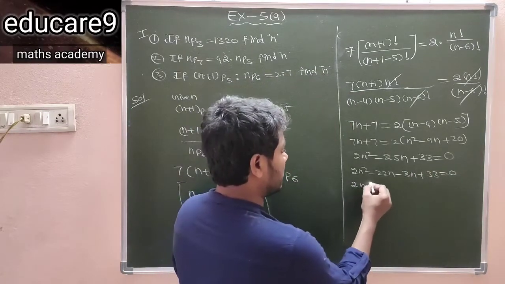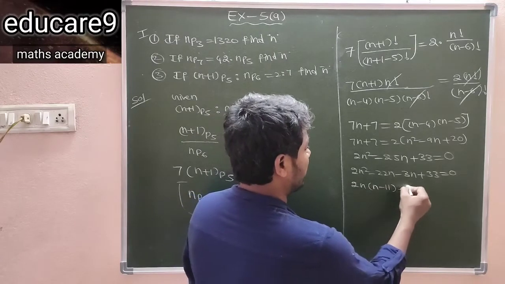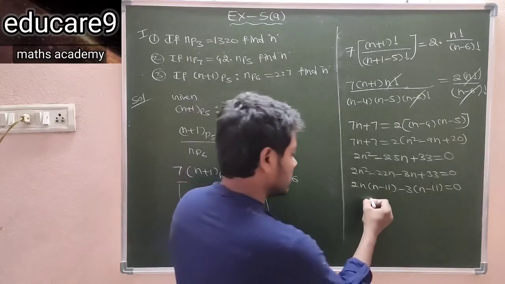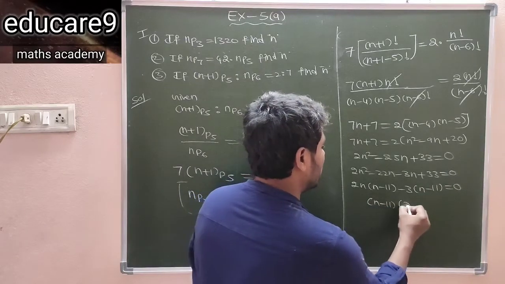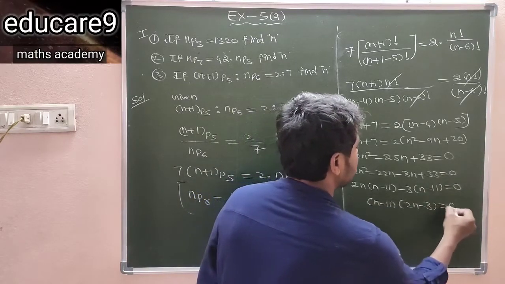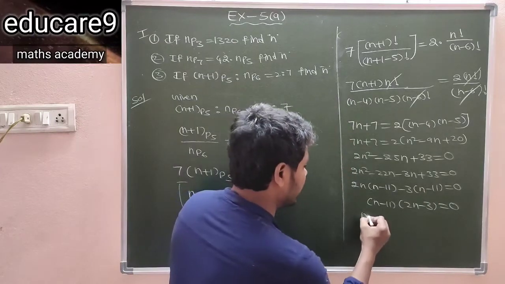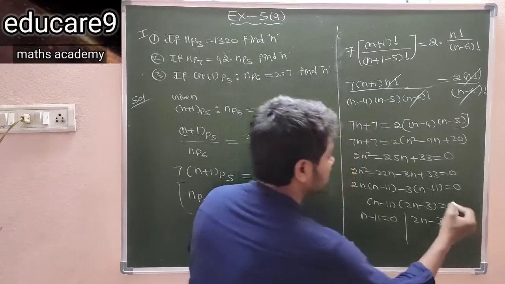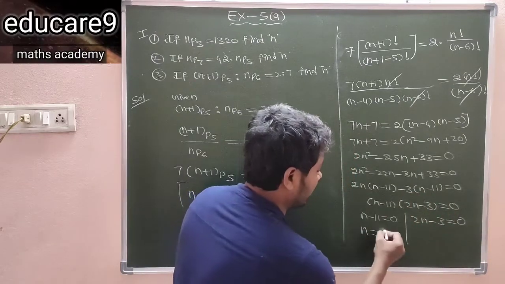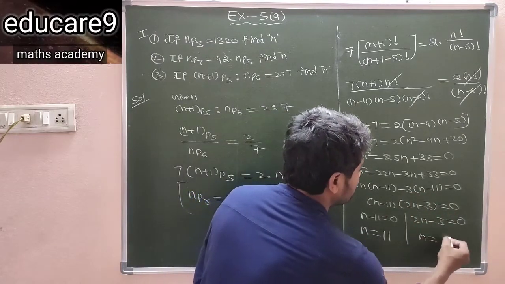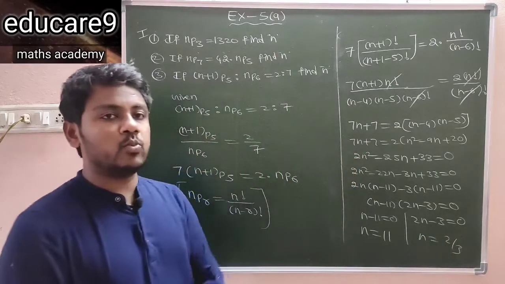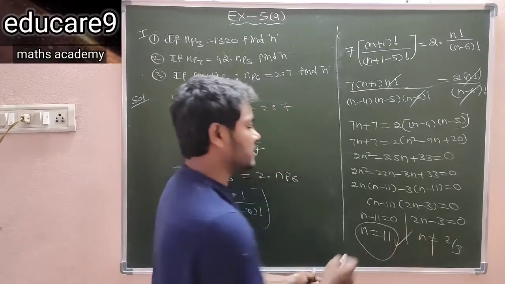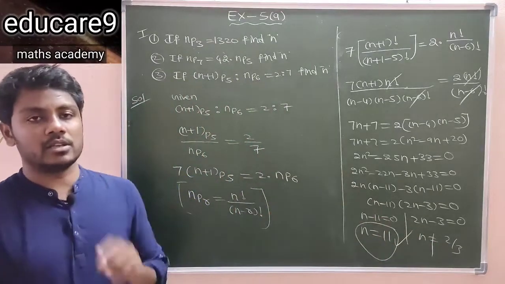Here 2n is common, you will get (n-11), and -3 is common, you will get (n-11) equals 0. So this is (n-11)(2n-3) equals 0. So clearly one is n-11 = 0, the other is 2n-3 = 0. So n equals 11, and here n equals 3 by 2. But n is a positive integer, so this is not possible. So hence n equals 11 is the required answer.